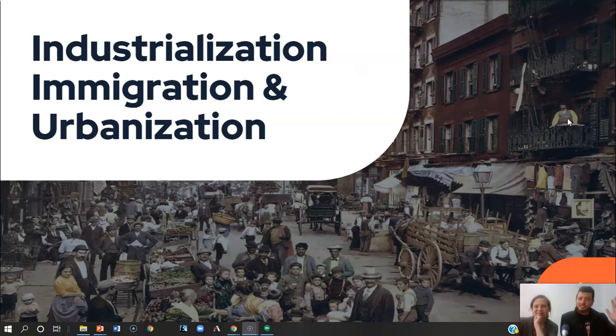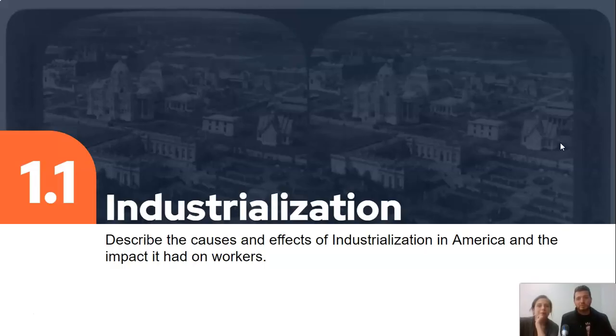Okay, guys, this is the first unit. We're going to go ahead and do industrialization, immigration, and urbanization. But in this video, we're just really going to talk about industrialization, which is learning objective 1.1: describe the causes and effects of industrialization in America and the impact it had on its workers. Let's get to it.